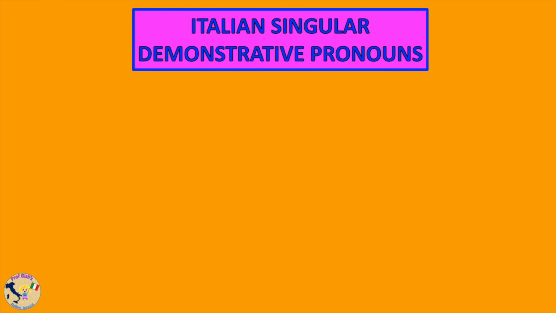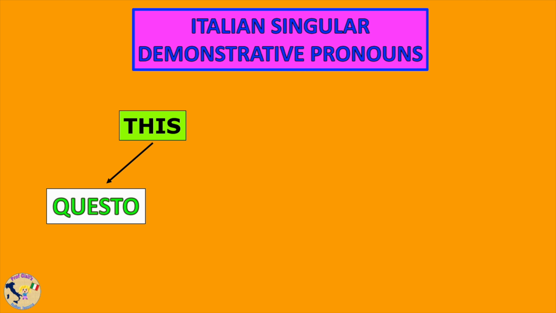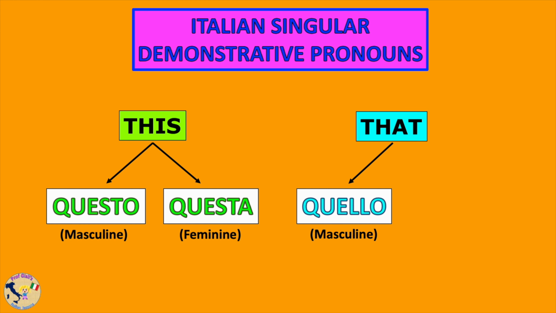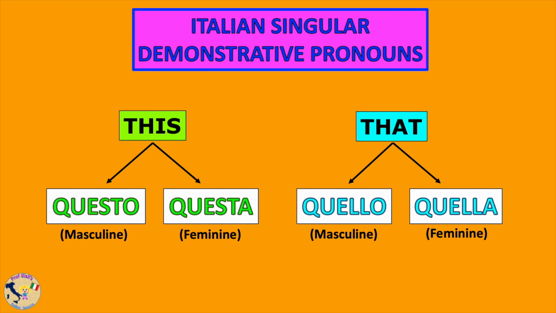In Italian, we have two demonstrative pronouns equivalent to English pronoun this. Questo for the masculine, questa for the feminine. And there are two demonstrative pronouns corresponding to English pronoun that. Quello for the masculine, quella for the feminine.